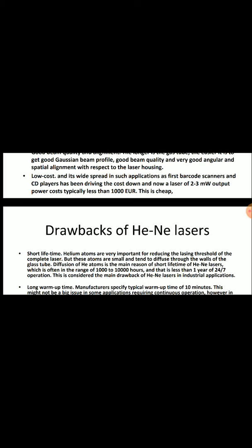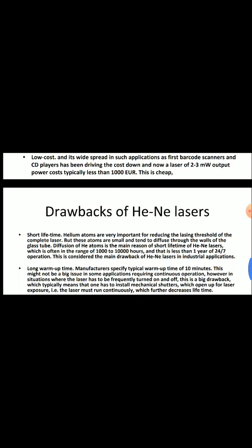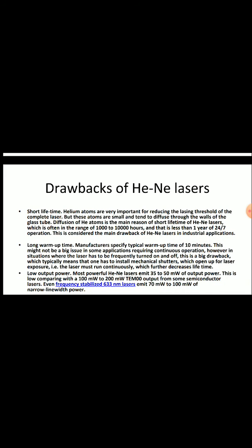It has a short lifetime. Helium atoms are very important for reducing the lasing threshold of the complete laser. But these atoms are small and tend to diffuse through the walls of the glass tube. The diffusion of helium atoms is the main reason for the short lifetime of the helium neon laser, which is often in the range of 1,000 to 10,000 hours, and that is less than 1 year of 24/7 operation. This is considered the main drawback of a helium neon laser in any industrial application.